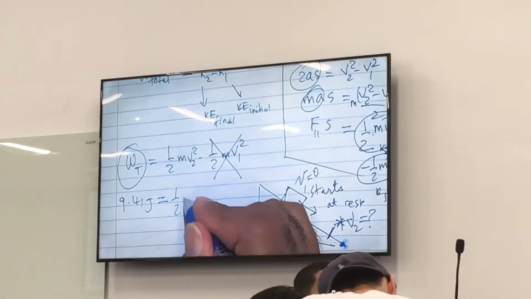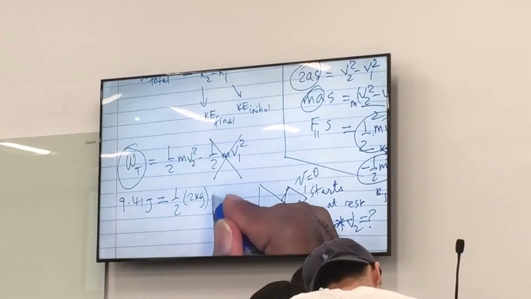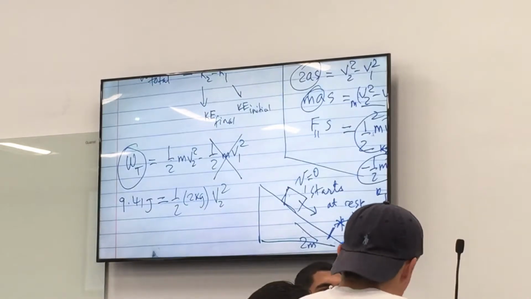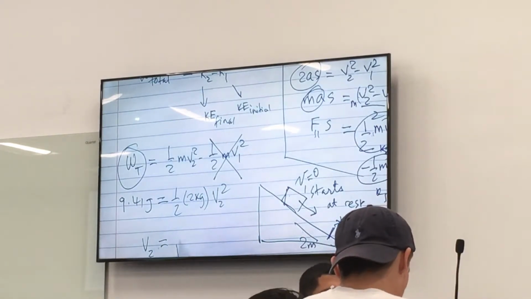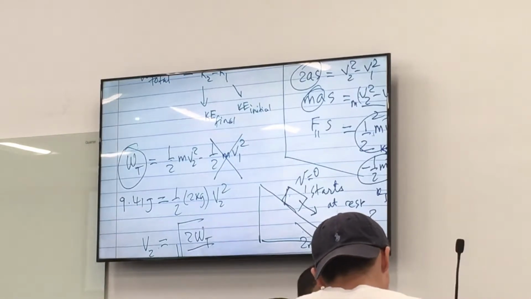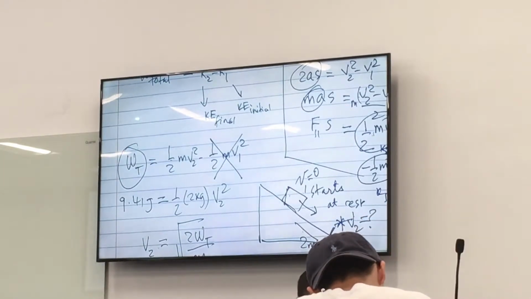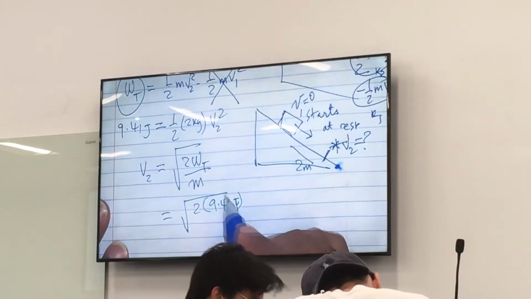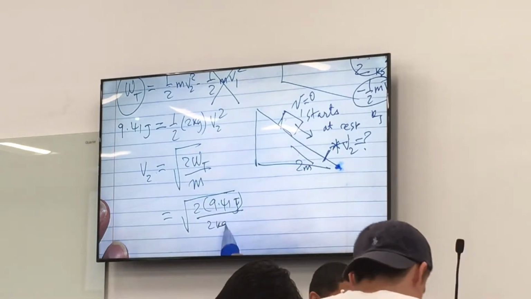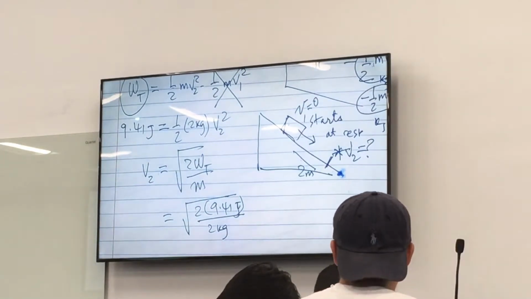So 1/2 m is 2 kilograms v2 squared. So basically, if you just write v2 is the square root of 2 times total work divided by m, and so 2 times 9.41 joule divided by m, which is 2 kilograms. So that would be your velocity.